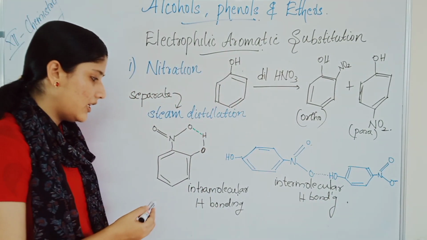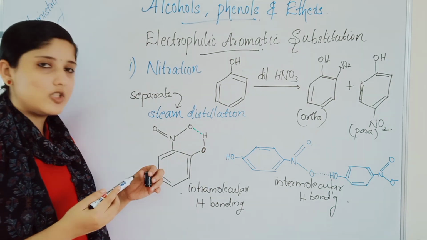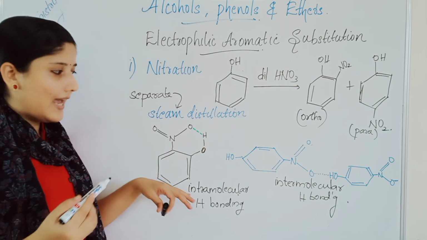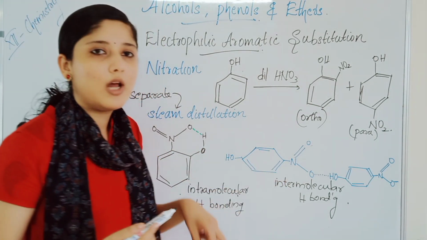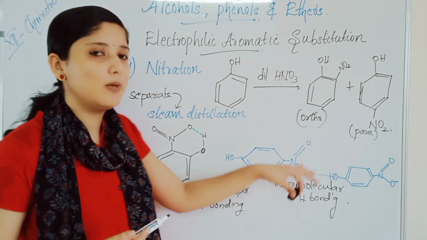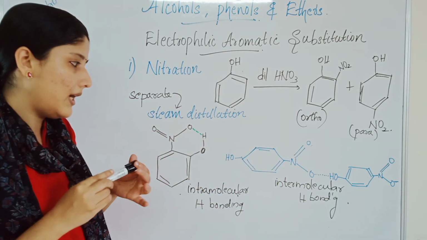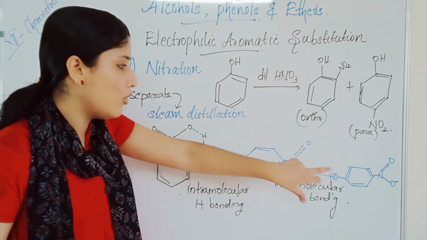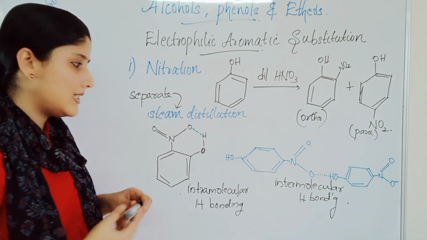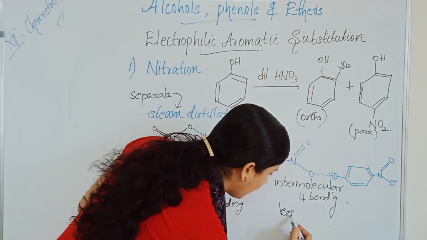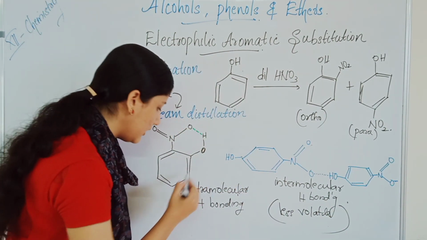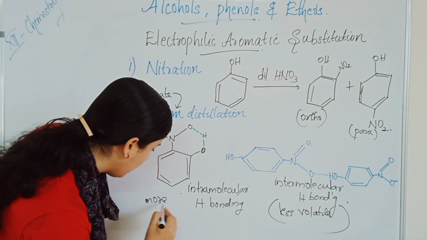So in steam distillation, due to the intramolecular hydrogen bonding of ortho-nitrophenol, it becomes more volatile. And here, due to intermolecular hydrogen bonding, two molecules of para-nitrophenol combine together, so they are less volatile. Here they are less volatile, and here they are more volatile.